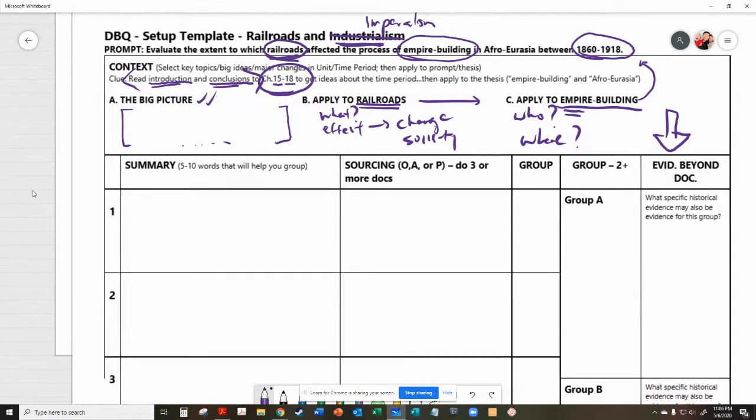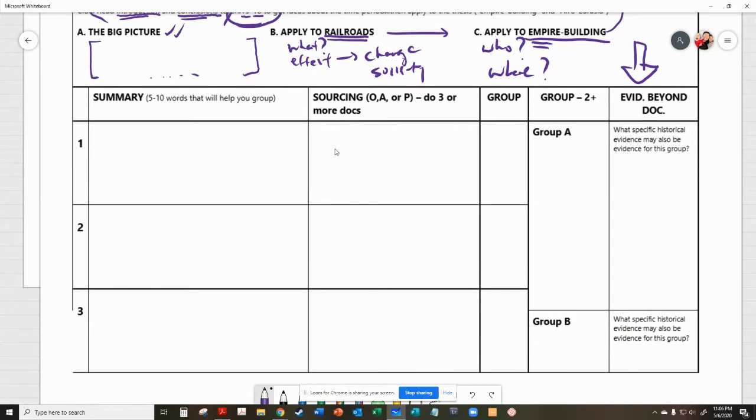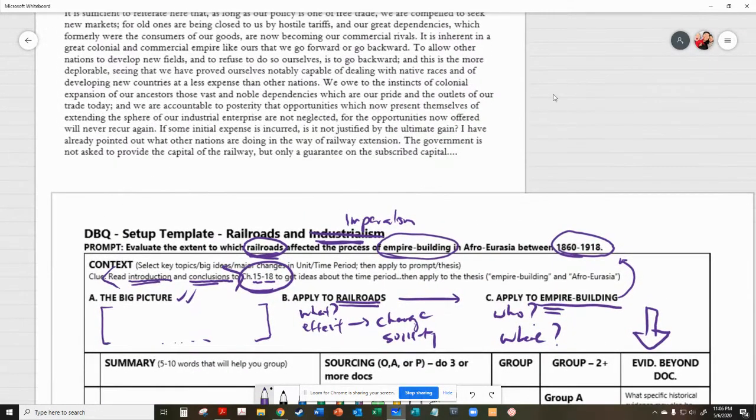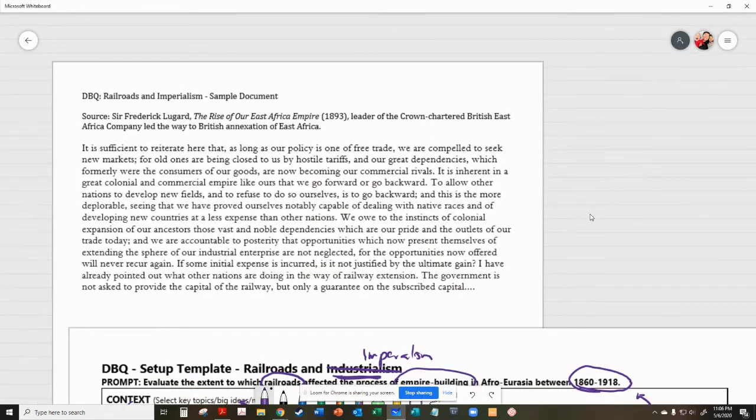In doing so, I'm going to take a look at a document that's outside of this document set, just so that you're not getting ideas and simply copying them down here. So what I've done is I have found a document that relates to this particular prompt. So go ahead and pause the video right here and read this document. We're going to use this as a means to evaluate the document and use it for this particular prompt.